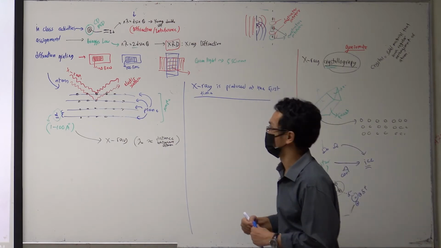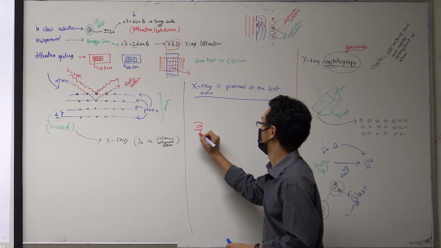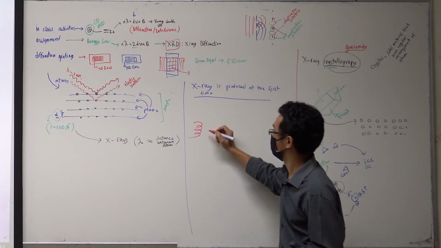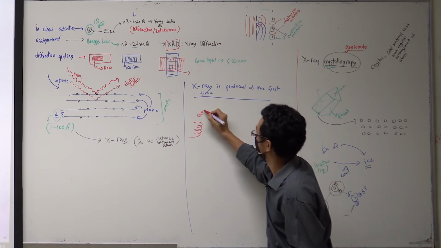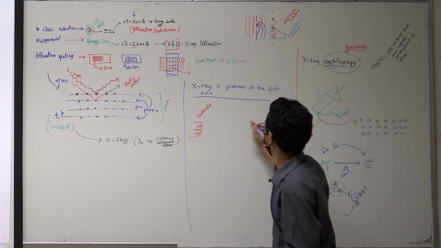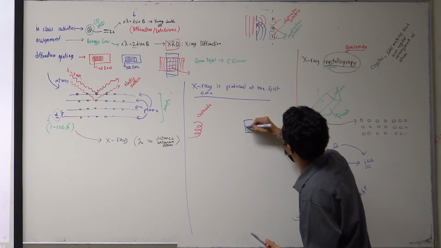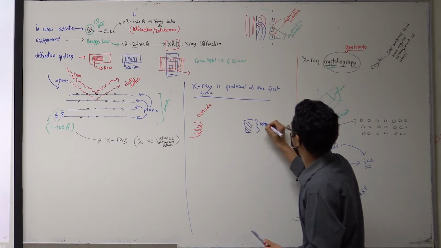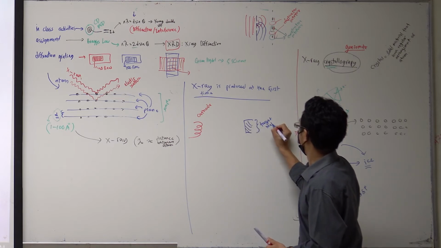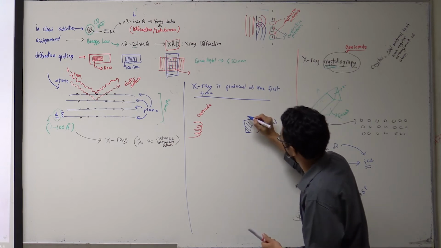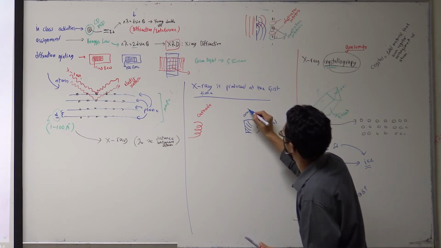How to produce X-ray? Normally, people have the filament, the hot filament, we call it the cathode. And then you have a target metal. So let's say this is the target metal. We call this the target metal. So this is the anode.